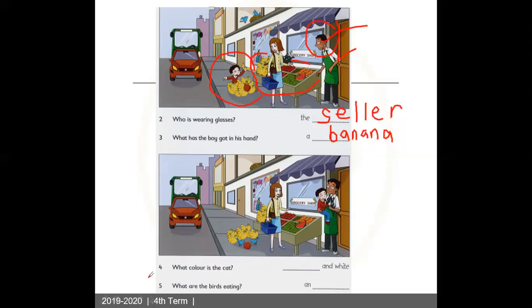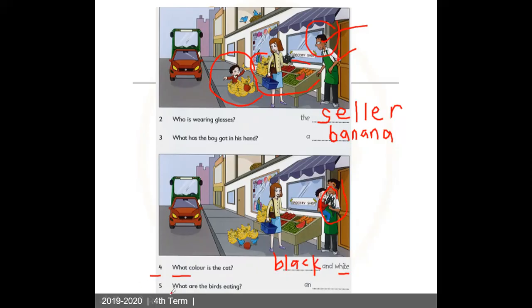Let's go to number 4 question. What color is the cat? Can you see a cat here? Okay, this one, the cat, yeah. It's not very obvious, but there is a cat. It's white and yeah, it's actually black. So all we need to do is to write the word black. Black. And black and white, right?